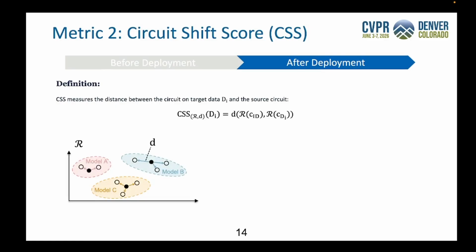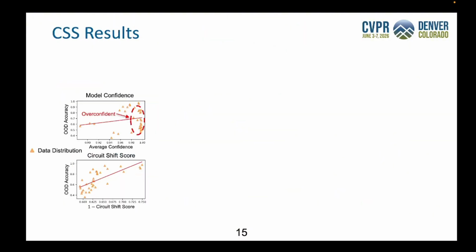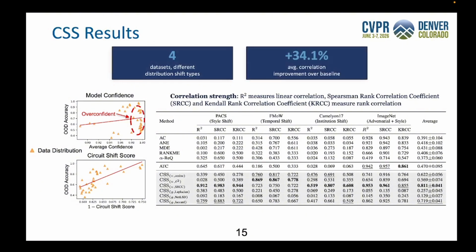Based on the hypothesis, we define our second metric for after deployment, the circuit shift score. Given a circuit space R and a distance function d, the CSS metric is the distance between the source circuit and the target circuit. We instantiate the circuit representation space R in two ways: graph space, where circuits are represented as weighted graphs, and vector space, where circuits are flattened into vectorized edge weights. For each space, we also tested different distance metrics. The qualitative result shows that CSS significantly mitigated the overconfidence issue. We also quantitatively evaluated CSS on 4 datasets, which shows the best CSS variant achieves a 34.1% improvement over the best baselines.